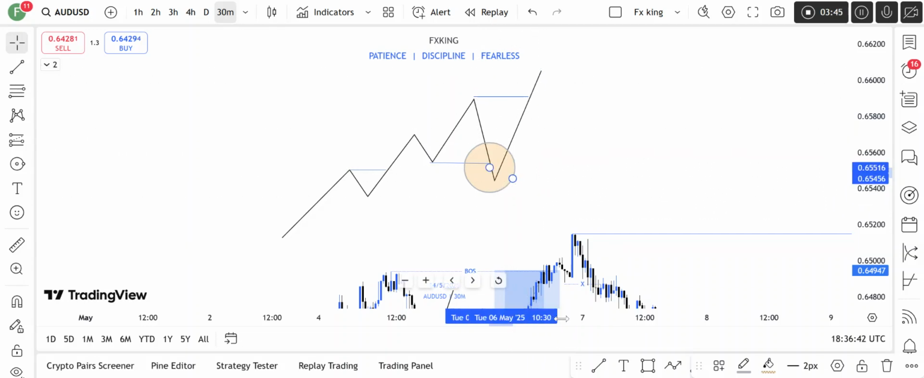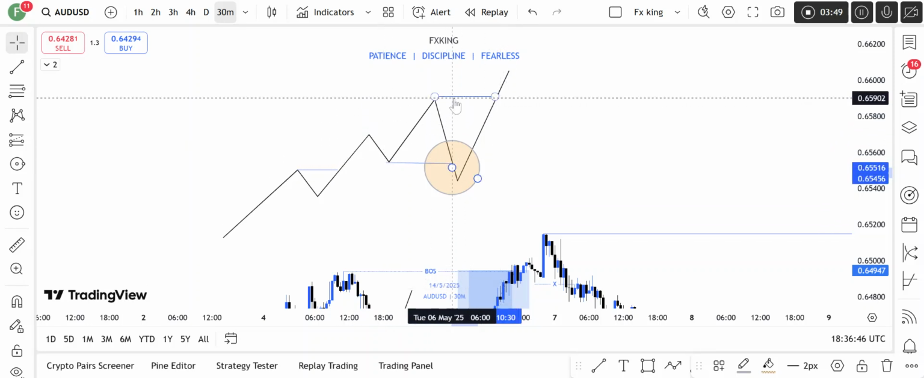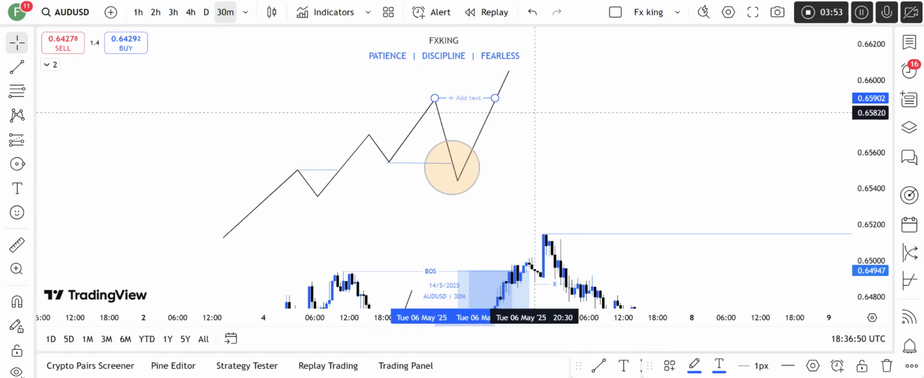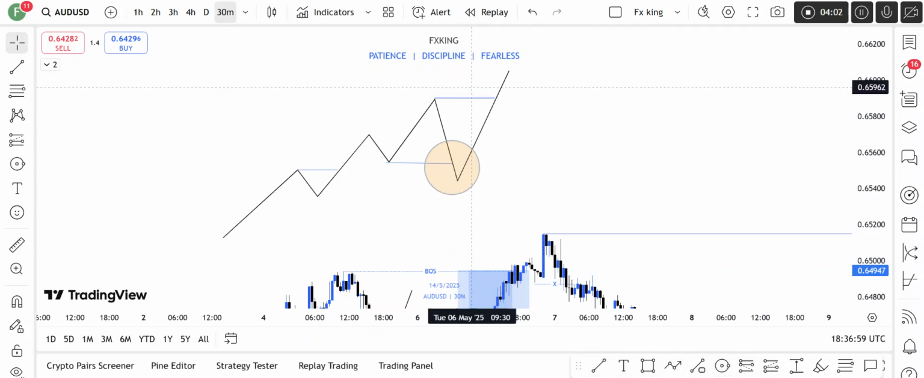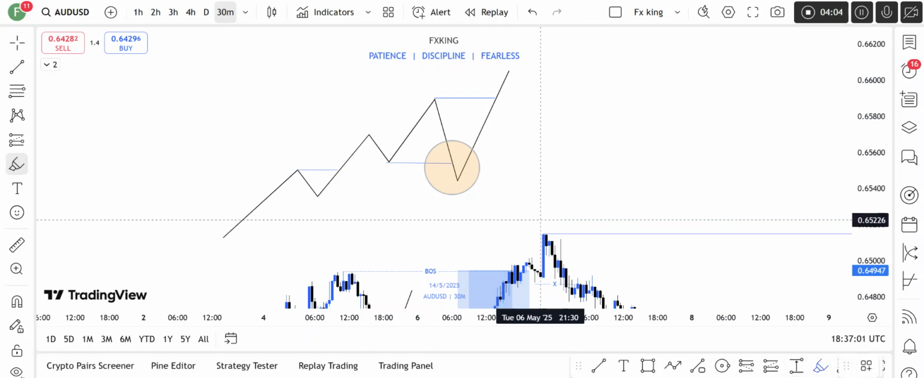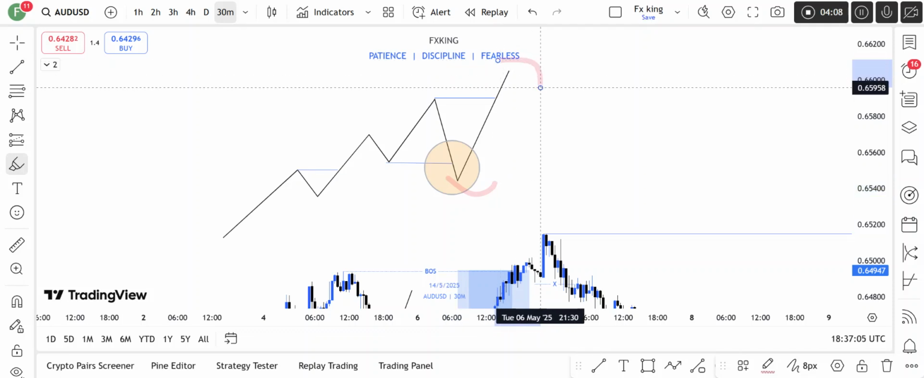So this is how you identify an inducement, and this is how you identify a valid break of structure. It needs to take out an inducement first before it gives us a trading range. Now, what do we have here as our trading range, right? We have from this low here to this high. If you look at it, this is where our zone is, to where the market currently is.